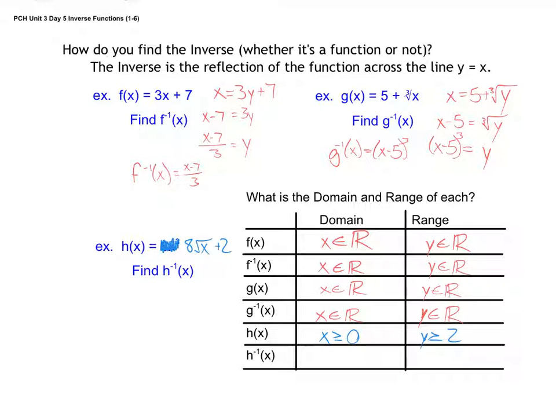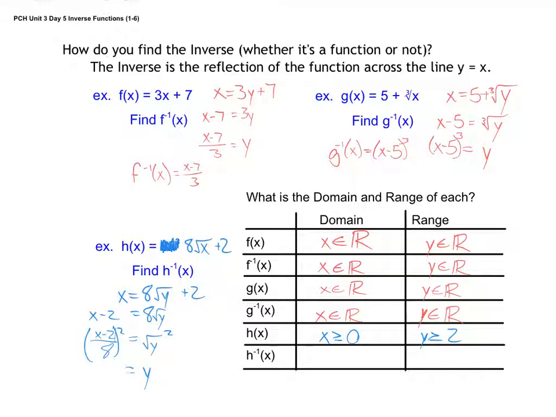Okay? Now, let's find the inverse. I'm going to switch the x and y. So now it's x equals 8 root y plus 2. Right? So I've got to solve. I've got to subtract 2. x minus 2 equals 8 root y. I divide by 8, so I now have x minus 2 over 8. And then what do we do with that? Square. We square it, good.